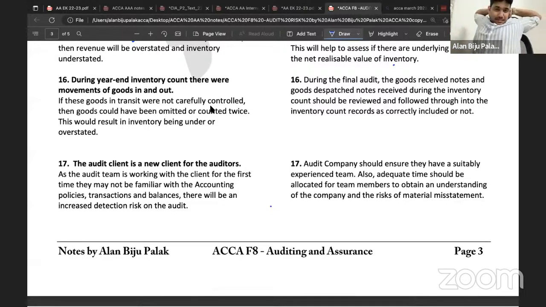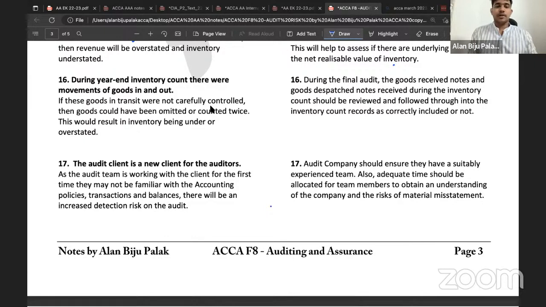Then it may be mentioned that this might be your first year audit with this particular client, and in most of these cases this particular point will be mentioned along with your introductory paragraph. Alan company is a new client for the audit firm. അങ്ങനെ എഴുതിയിട്ടുണ്ടാവും. So if it's a new client for the audit firm, what will happen?